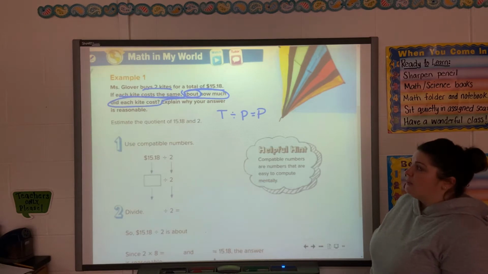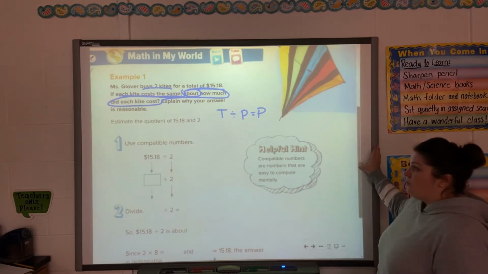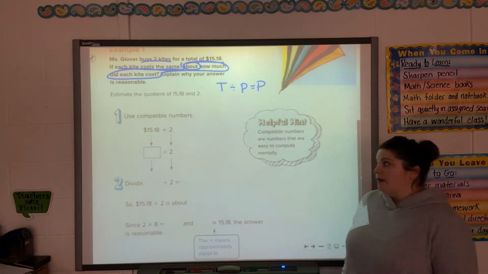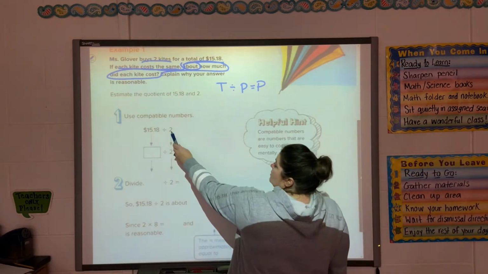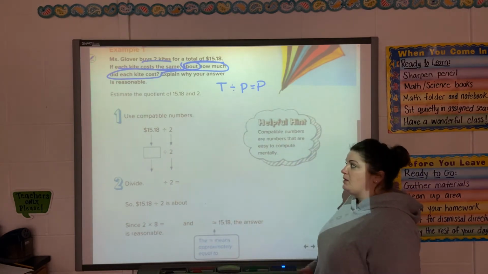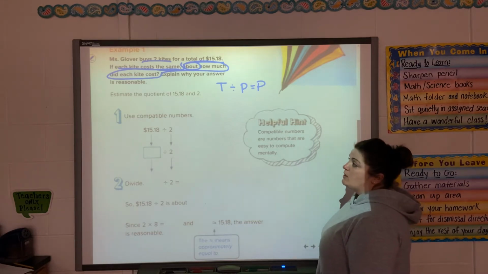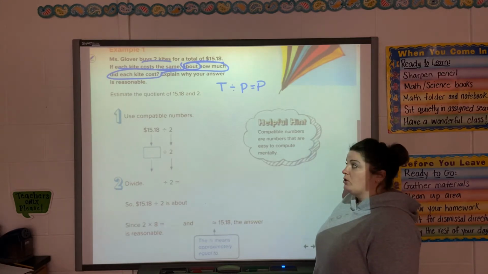So let's estimate that quotient because we were asked to find about how much it would cost. When we estimate with division, we need to use compatible numbers so that it can become mental math. Otherwise, you're going to have to do long division. My divisor is 2, which is already a simple number. Cutting things in half, dividing by 2 is mental math for a lot of us. So let's change $15.18 so that it's compatible with dividing by 2.